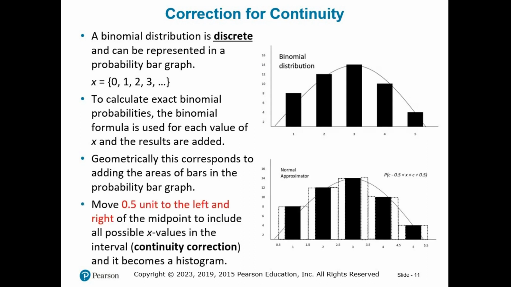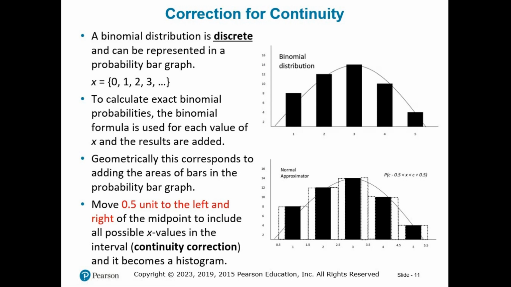Imagine a binomial bar graph. Its bars don't touch because it's not continuous. Now imagine we move half a unit to the left and the right of the midpoint of each x value. This would join each of the bars together and would effectively capture all possible x values in the interval. It would then act as a continuous graph would. Doing this, capturing half, or 0.5 of a unit on either side of a midpoint like this for a binomial distribution, is called continuity correction.